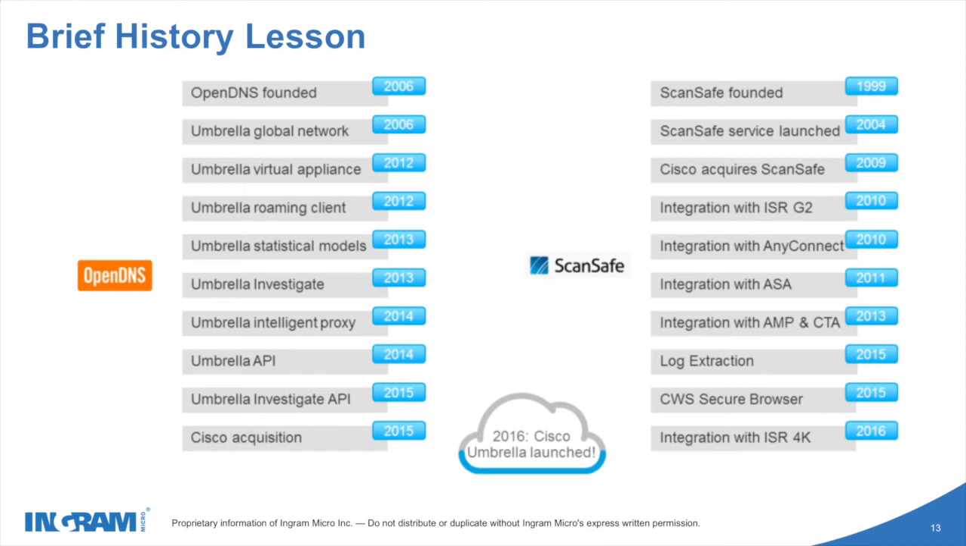Cloud Web Security is fully integrated with various engines from Cisco Talos, including AMP, Web Reputation, Application Visibility and Control, and Cognitive Threat Analytics, CTA.